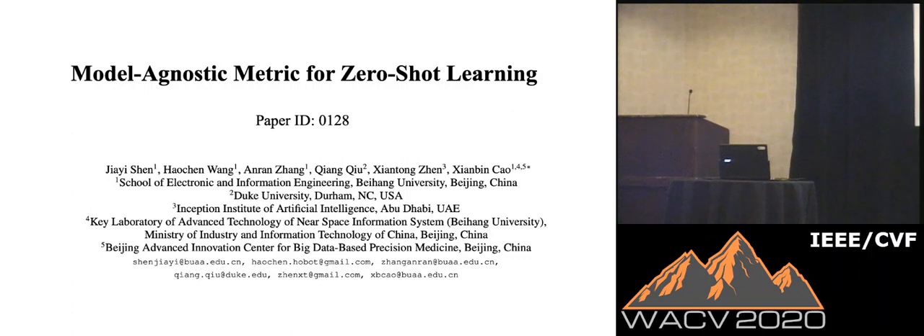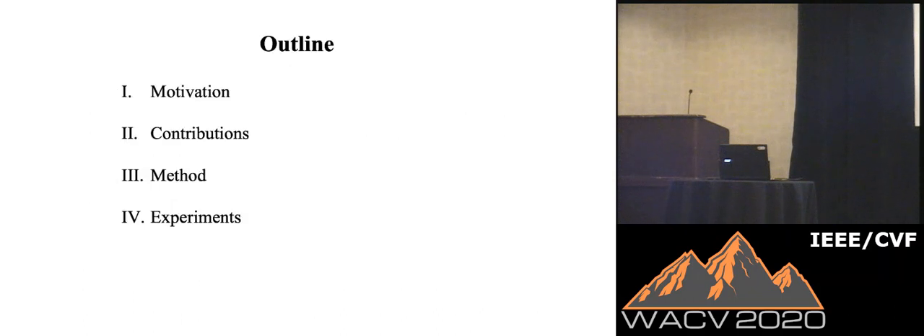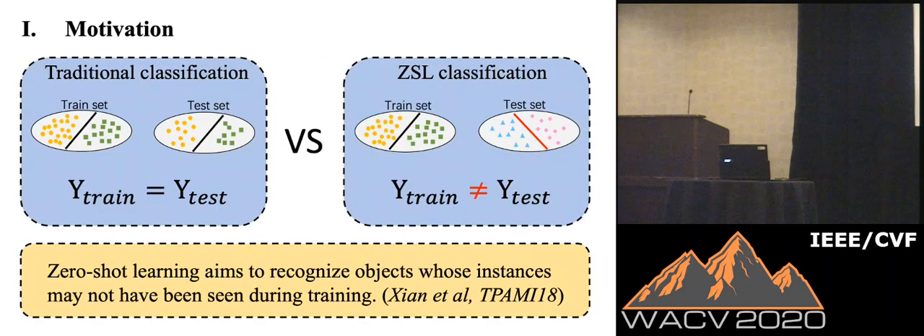The title of my paper is Model Agnostic Metric for Zero-Shot Learning. We'll give the talk following the 4 parts. Compared with traditional classification, ZSL, short for zero-shot learning, doesn't share the label space for training and the label space for test.